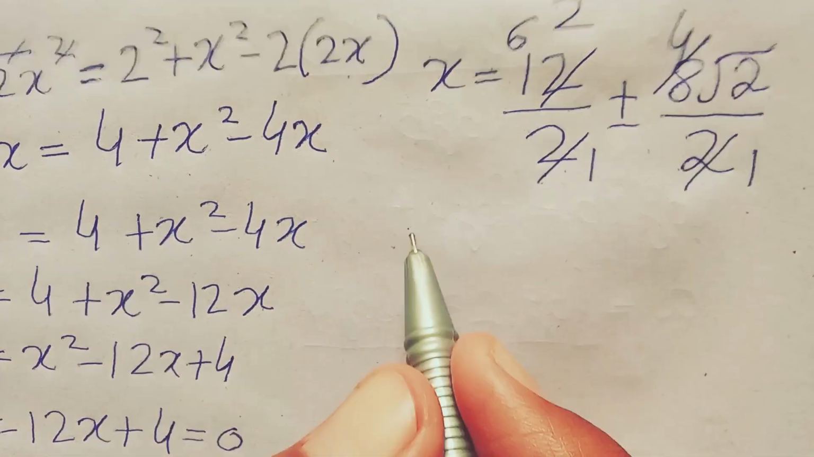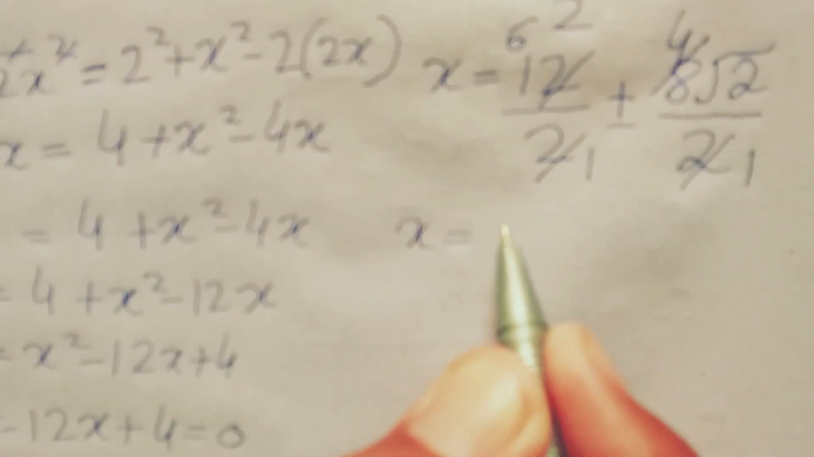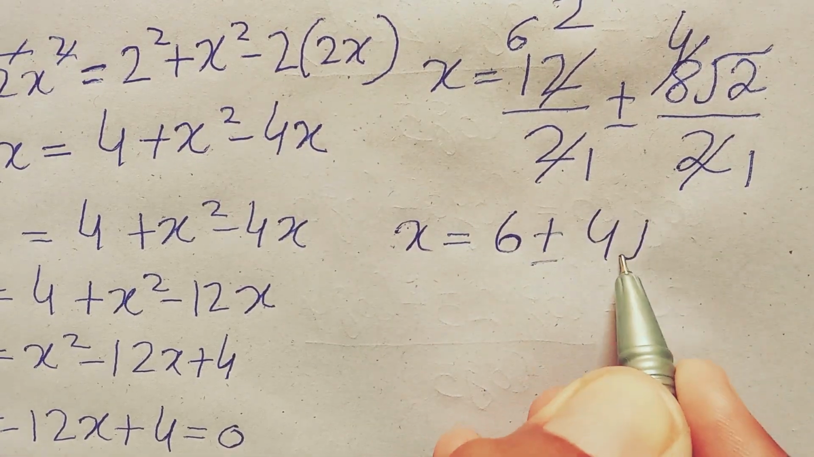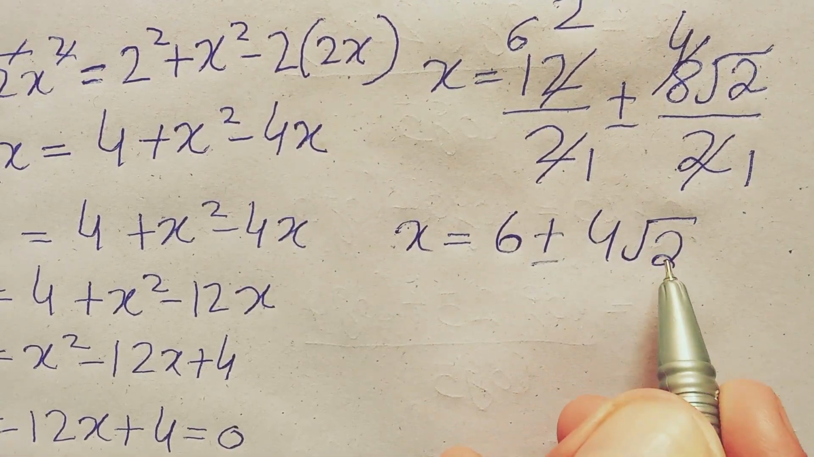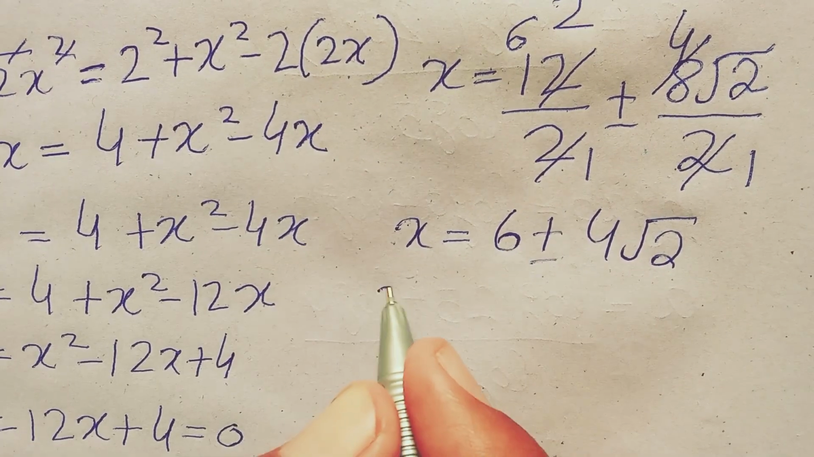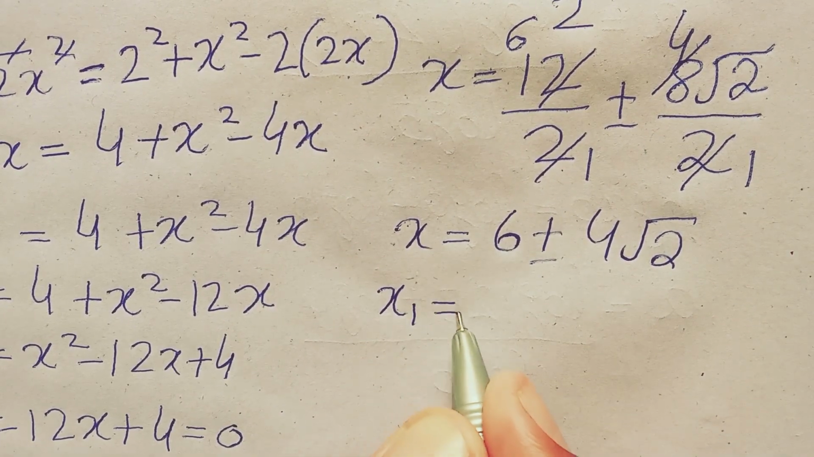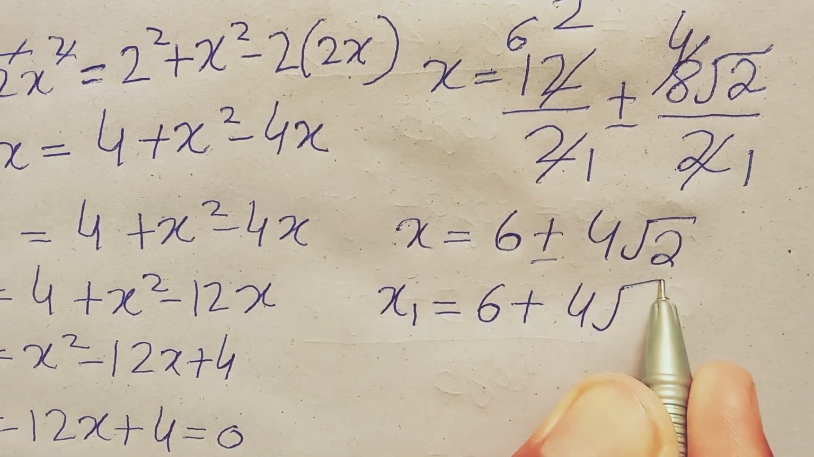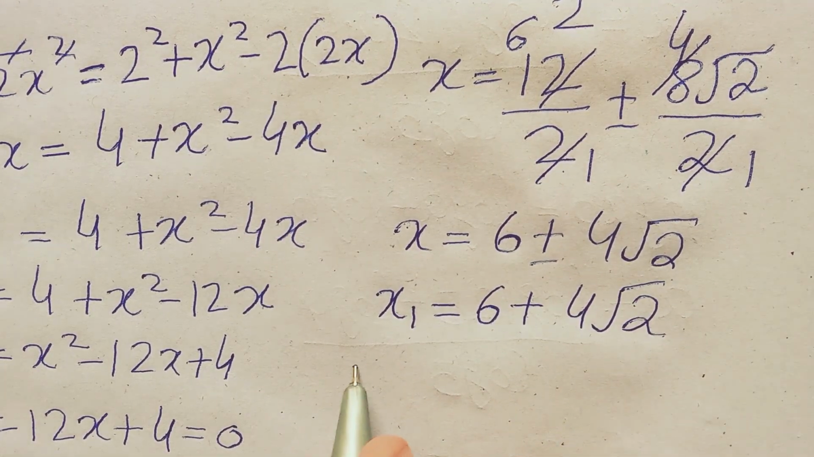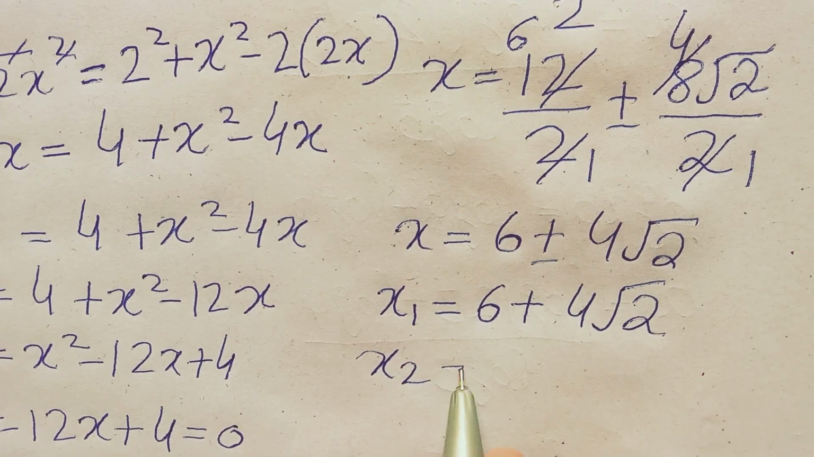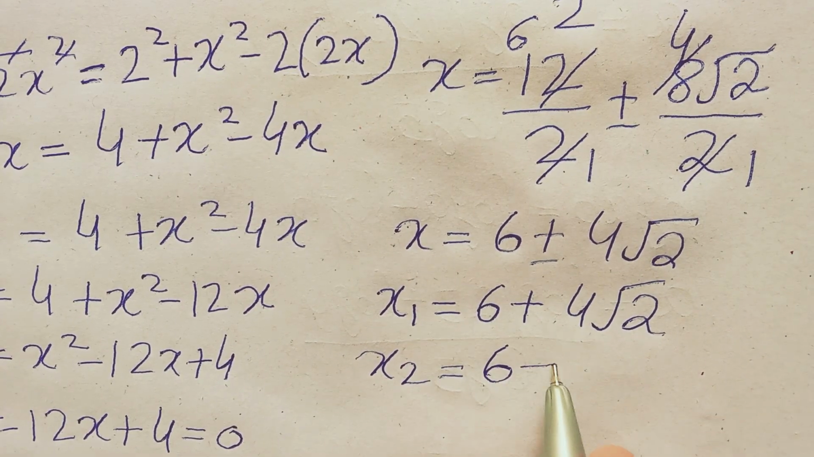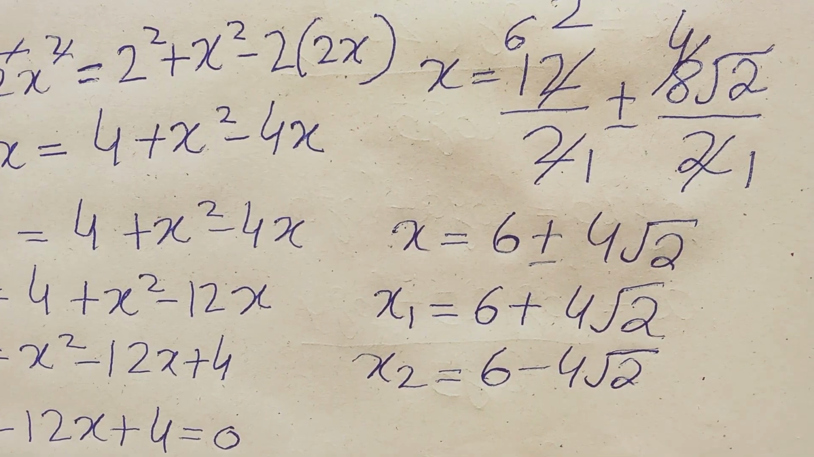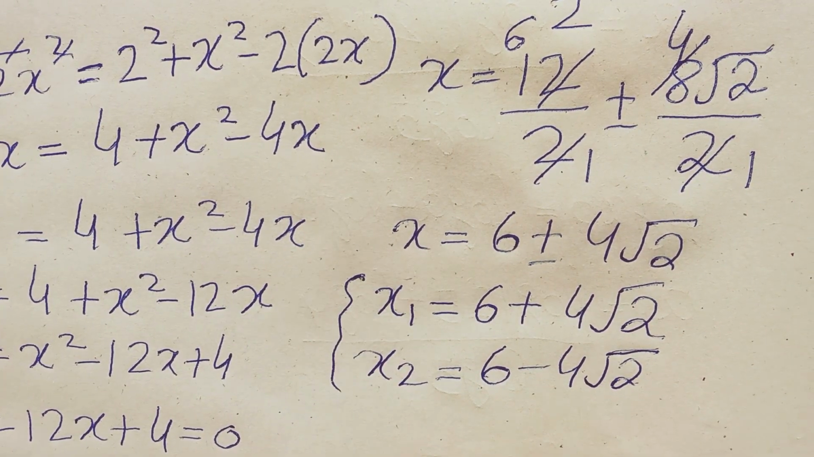Now from here x is equal to 6 plus minus 4 square root of 2. Now x is equal to, this is x1, which is equal to 6 plus 4 square root of 2, and x2 is equal to 6 minus 4 square root of 2. These are the two values of x.